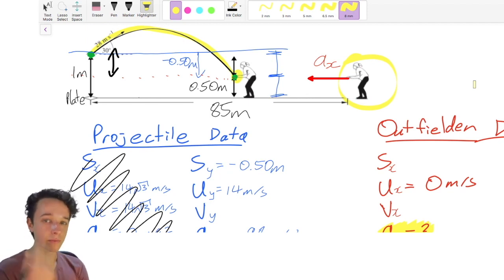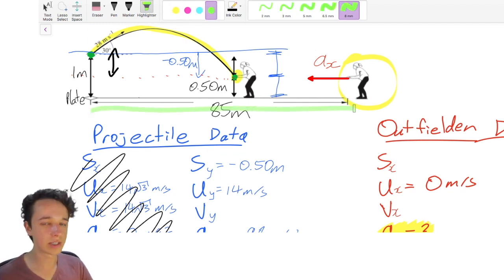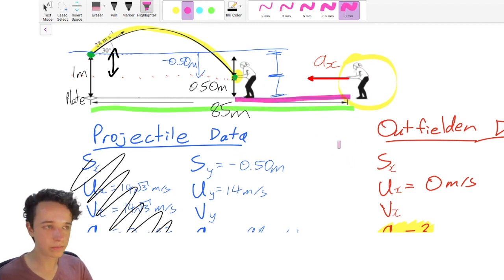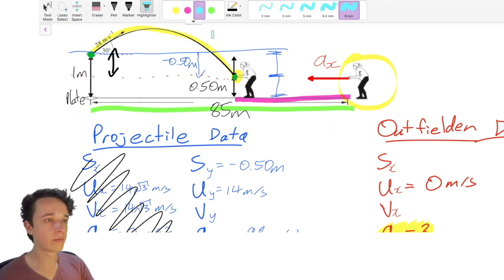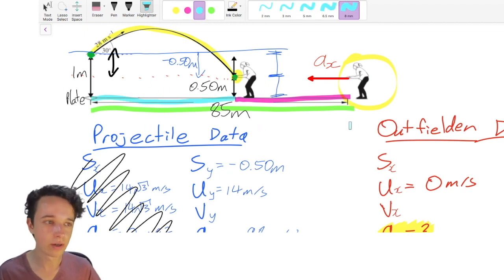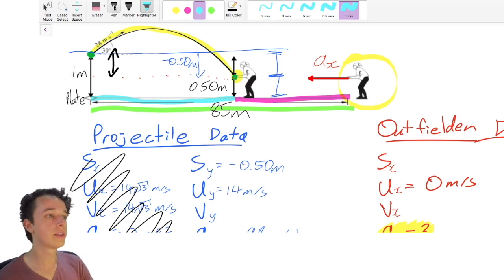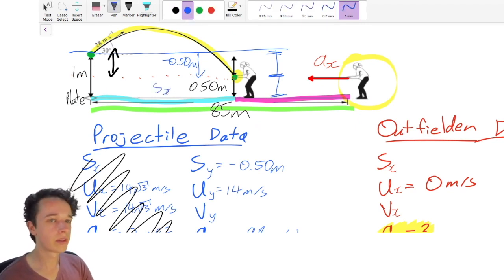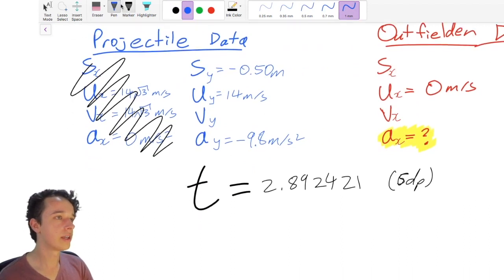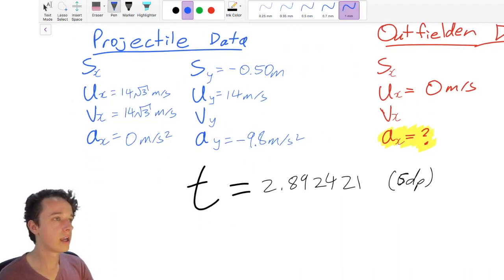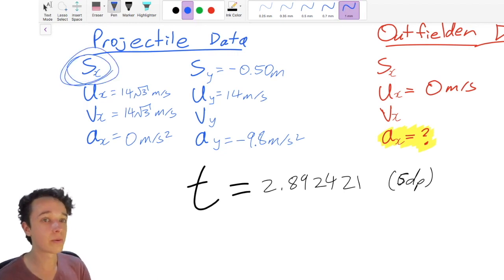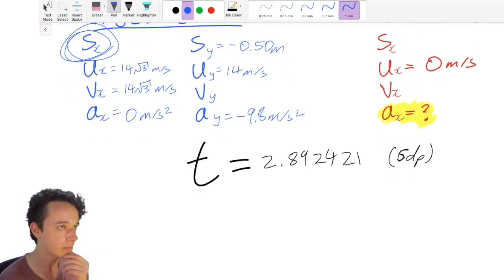And in order to find out about velocity, we have to find out about displacement. We know this distance here is 85 meters. And we are trying to find this distance here. If we know the green distance and we're trying to find the pink distance, then if we find this blue distance, we can just minus the blue distance from the green distance to find the pink distance, right? And that's exactly what we're going to do. So first we need to find this SX here. So I'm going to uncross out the cross over the X component data, and I'm going to try and find this SX here. Now that we have T, it is something that we can do.